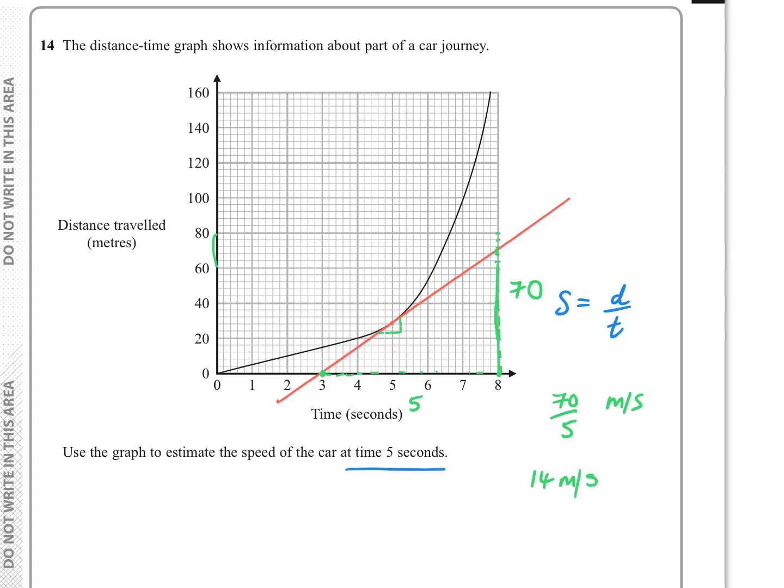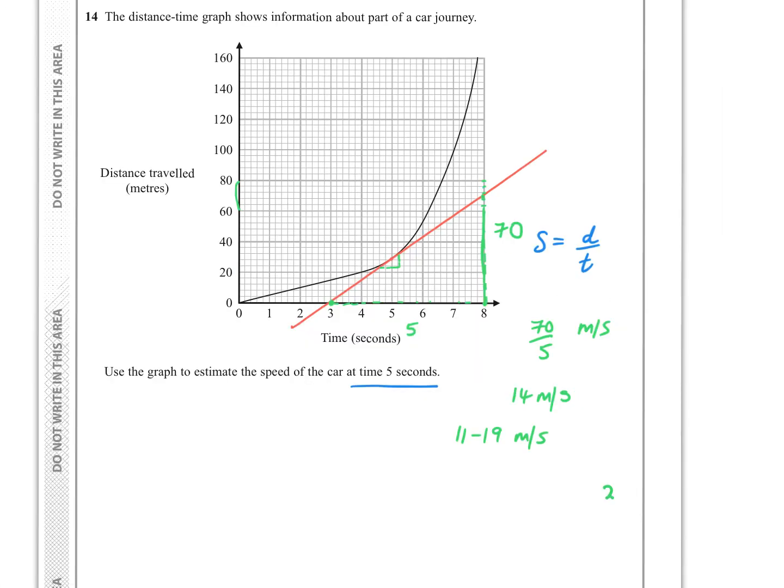The mark scheme I've had a look at, it says you're okay between 11 and 19 meters per second. So that's quite a lot of give there. And just out of interest, that question was 3 marks. Sorry if I've missed that off on some of the questions, but I've remembered on this one.